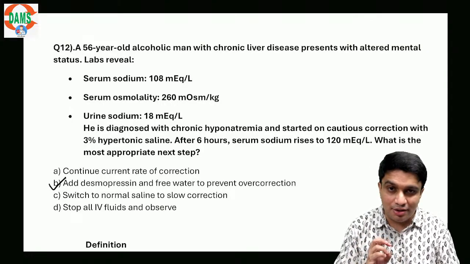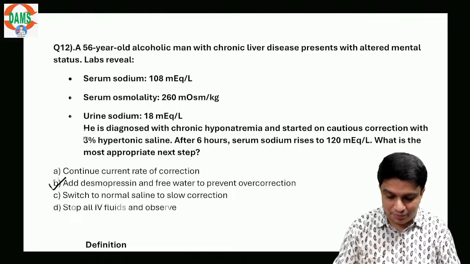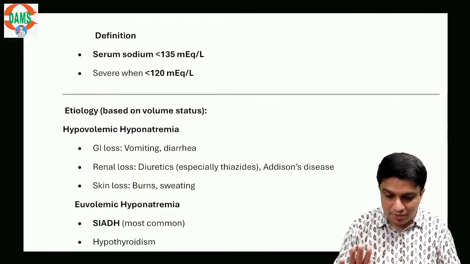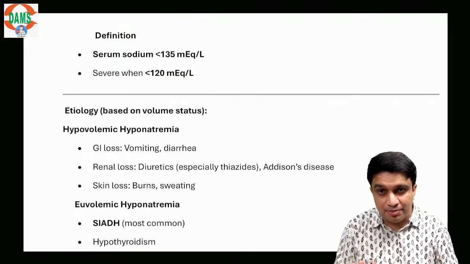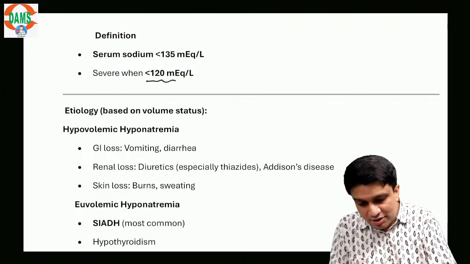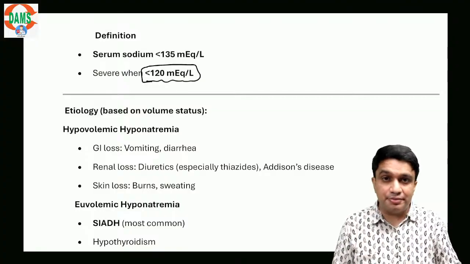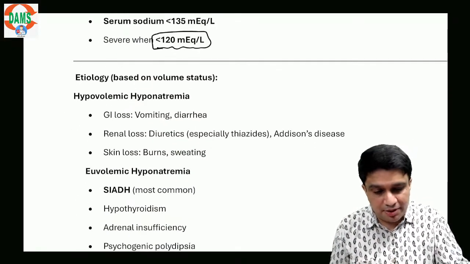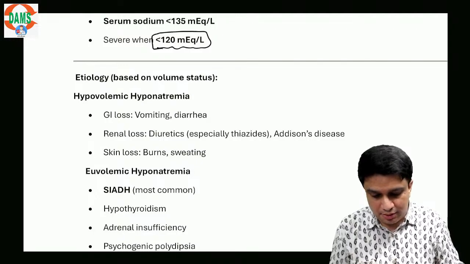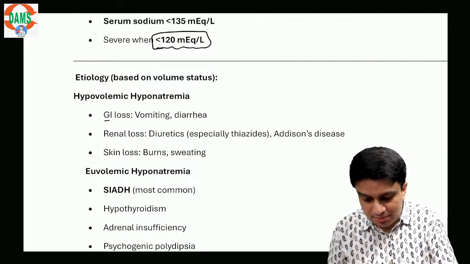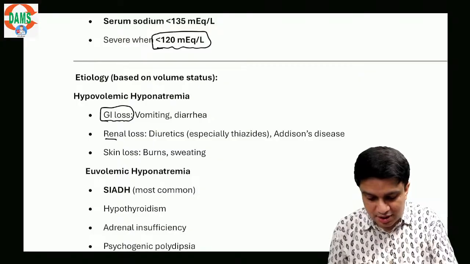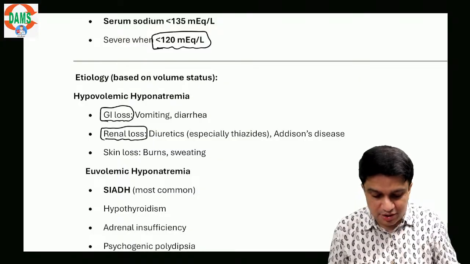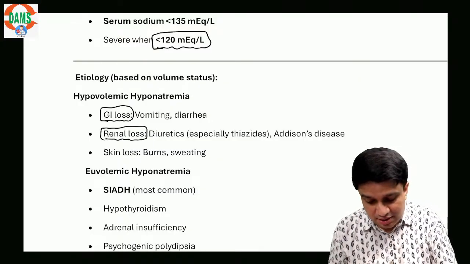Got it? Right. Serum sodium less than 135 is hyponatremia. You know this? It is considered to be severe if it is below 120. If it is a hypovolemic hyponatremia, what are the causes for this? Number one is GI loss. Second is renal loss with diuretics, even Addison disease, and skin loss through burns and sweating.